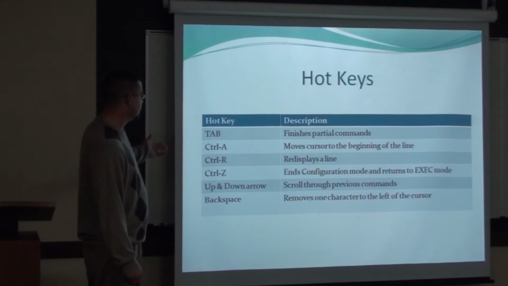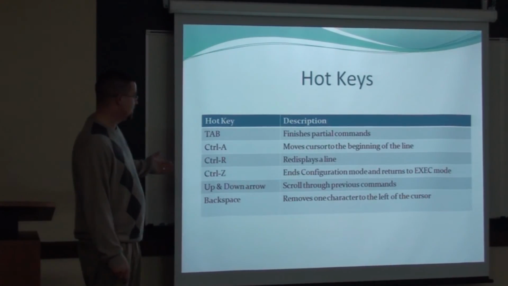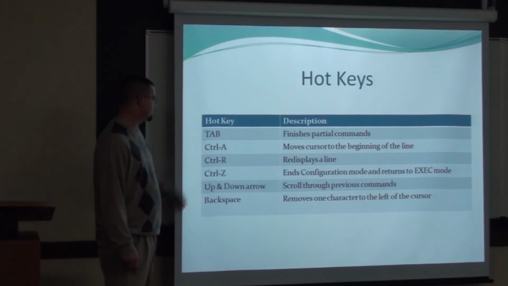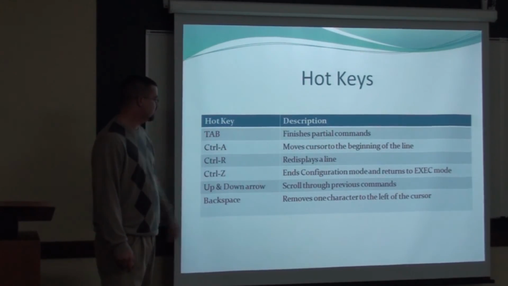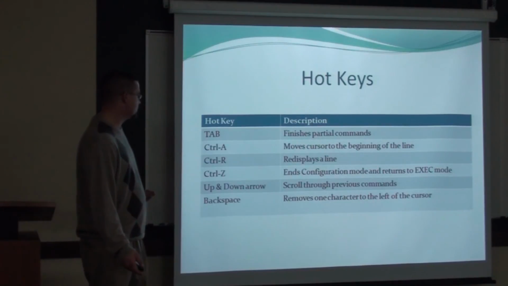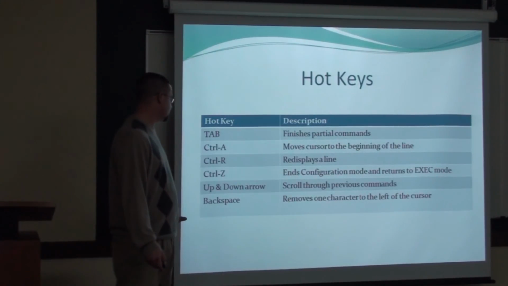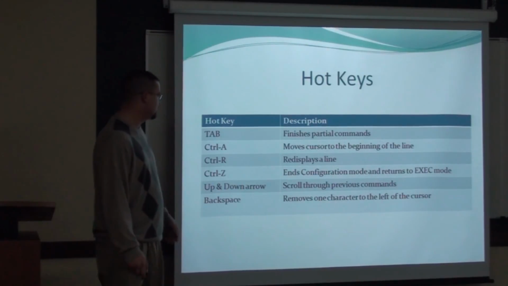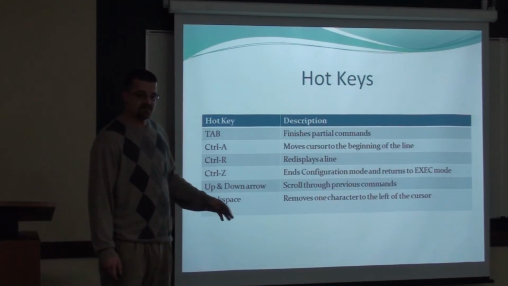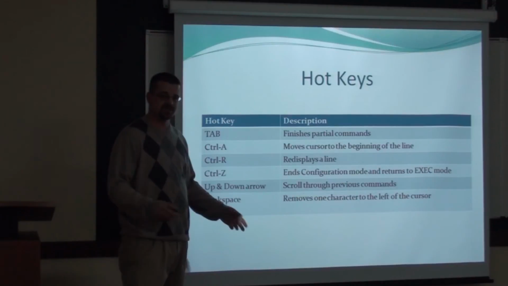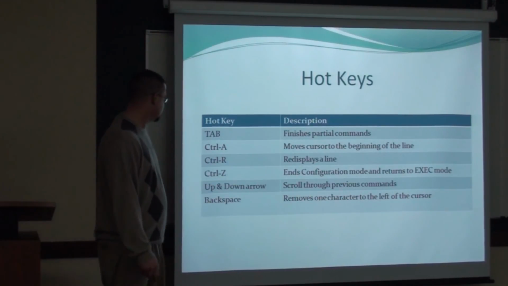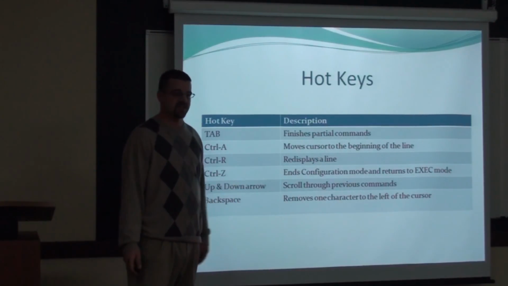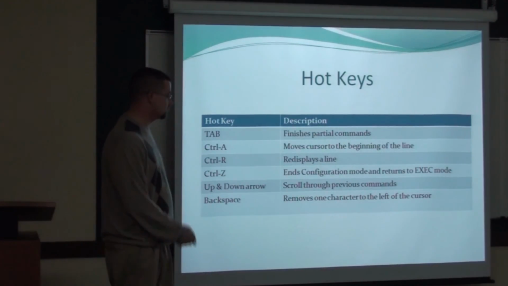And again, these are some of the hotkeys that I was talking about. There are many more, but these are just some of the most common ones you're going to use. As I said, tab finishes partial commands, Control A moves the cursor, Control R redisplays a line. I believe you get the up and down arrows to go to previous commands. You can use Control Z, instead of typing end or exit in a lot of the configuration modes, to step back a level. And of course, backspace, as you would use in any type of text editing, deletes the previous character.